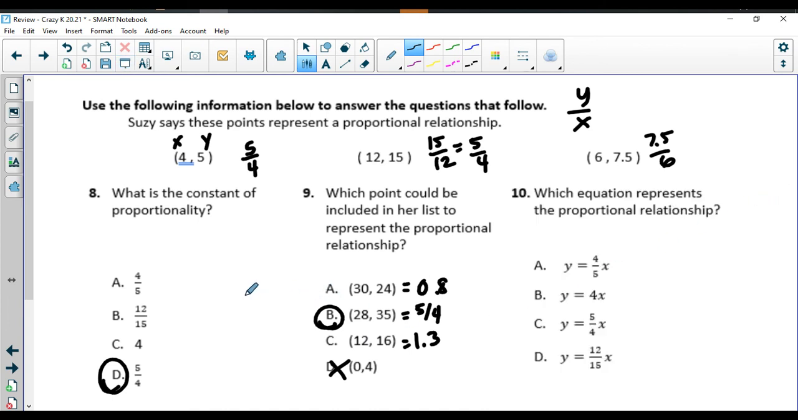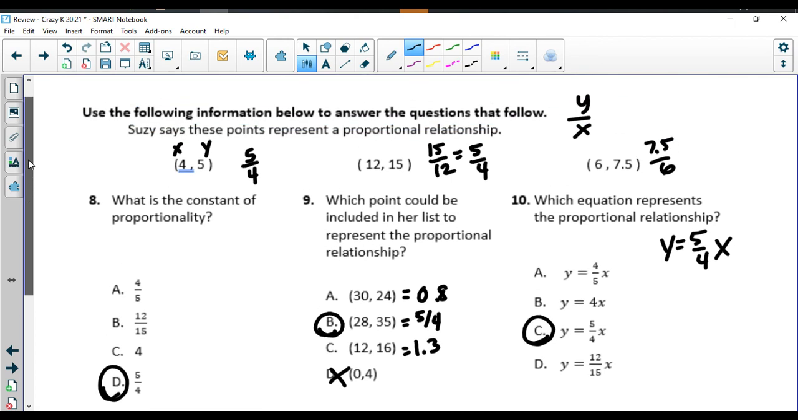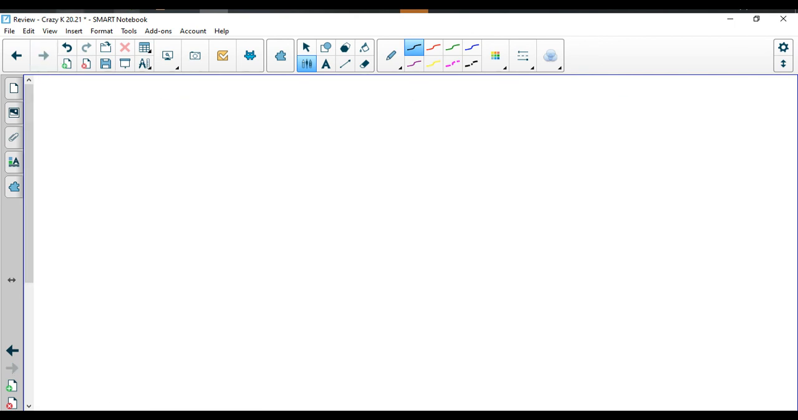10. Which equation represents the proportional relationship? Knowing that our k value is 5/4, we would have y equals 5/4 x, which is letter choice C here. And that's it for your K review.